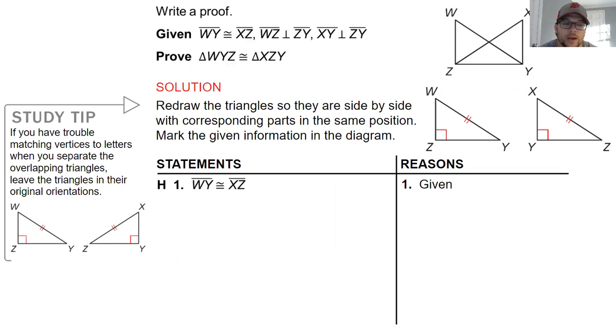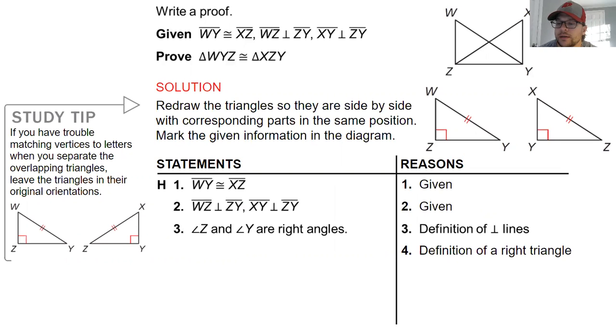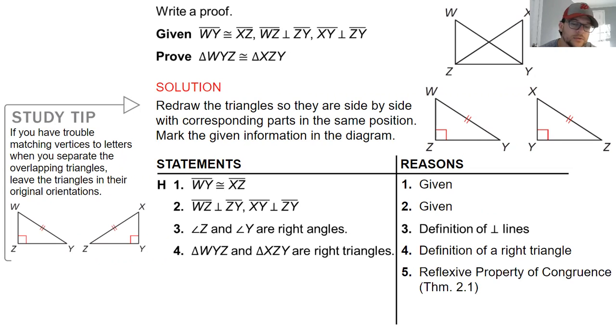That first one is your hypotenuse. So you're given that the hypotenuses are congruent. Then you're given that perpendicular information so that it's a right triangle. And based on the definition of perpendicular lines, you can say that those are right angles. And those two triangles are right triangles because you have a right angle.